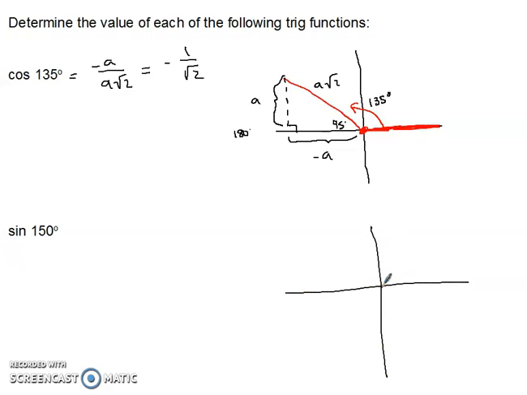For the sine of 150, I will do something very similar. My 150 degrees will be right about here. To complete that 180 degrees, I would need another 30 degrees, which gives me a 30-60-90 triangle. So my ratios then are positive a, since my y values are positive, negative a times the square root of 3, and 2a. Sine is the opposite side over the hypotenuse. So sine of 150, using this triangle that I just made, I have the opposite side, which is a, over the hypotenuse, which is 2a, simplifying down to 1/2.